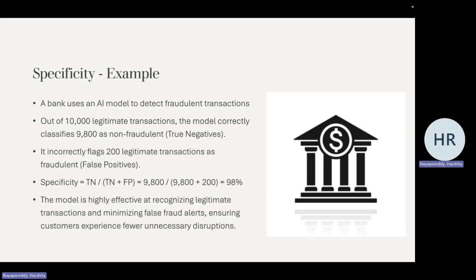To look at an example, what if there is a bank, and this bank uses an AI model to detect any sort of fraudulent transactions? Out of 10,000 actual transactions, the model correctly identified 9,800 as non-fraudulent, and these are known as the true negatives, but it incorrectly flagged 200 transactions as fraudulent. Those are the false positives. Using the equation, we see that this model has a 98% specificity rate, which means that it's highly effective at recognizing legitimate transactions and minimizing false fraud alerts. This ensures that customers experience fewer unnecessary disruptions. So you can see how useful specificity is.